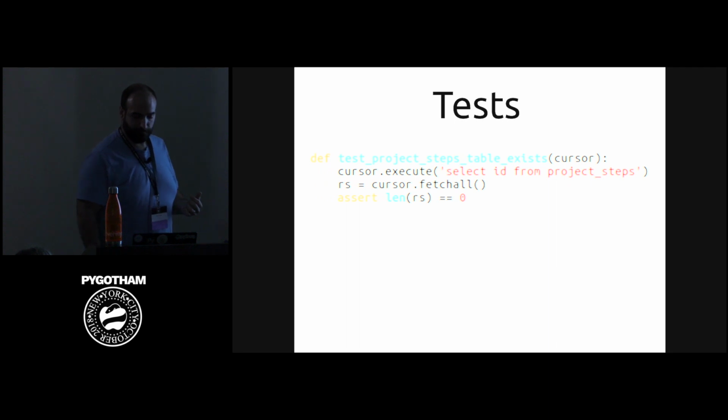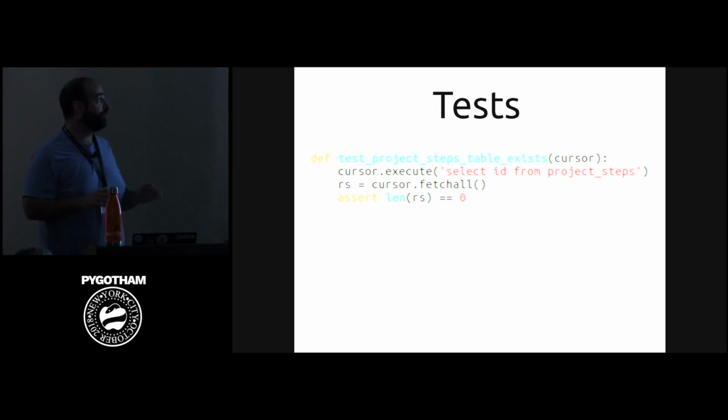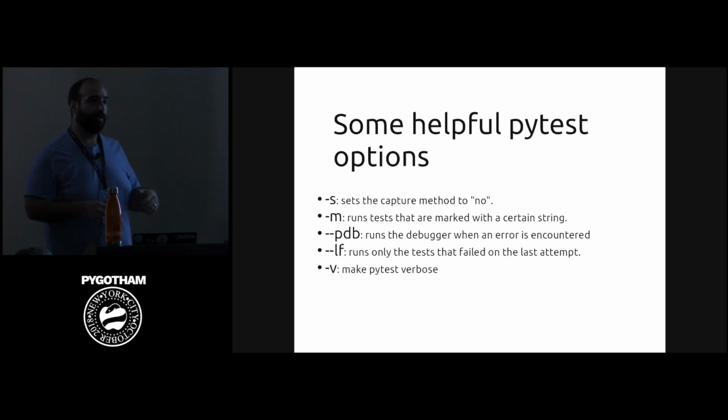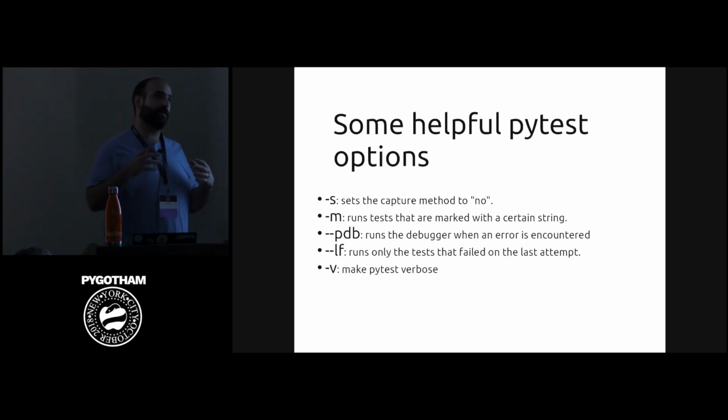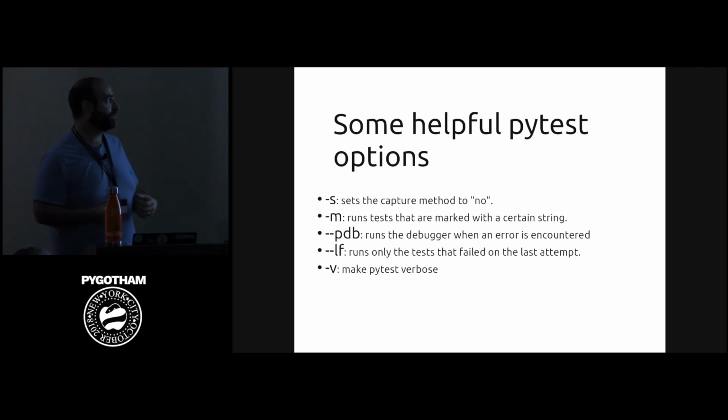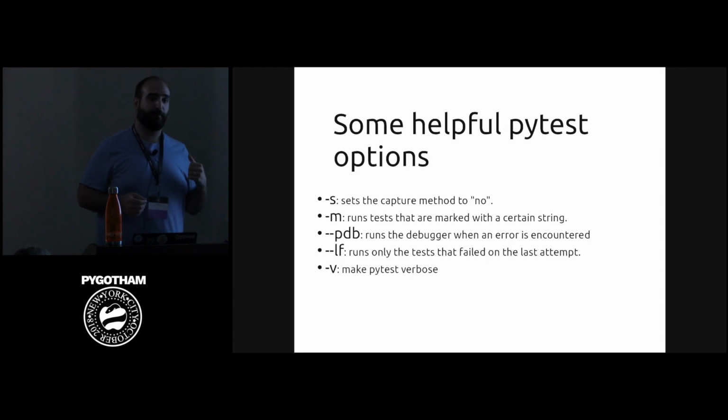Now, there are some helpful PyTest options. When you go to run PyTest, these are the things that I've generally used to make my life a little bit easier. So -s basically allows us to actually see print statements. For example, if you have print statements in your tests or in your logic, it will allow those to bubble up to the console so you can see them. -m is for marking your tests.